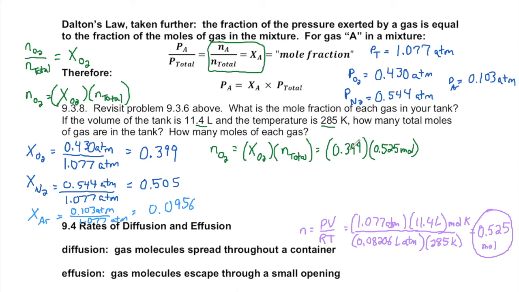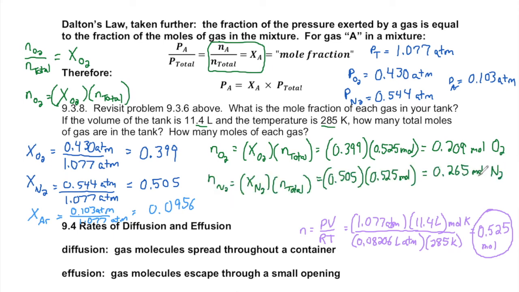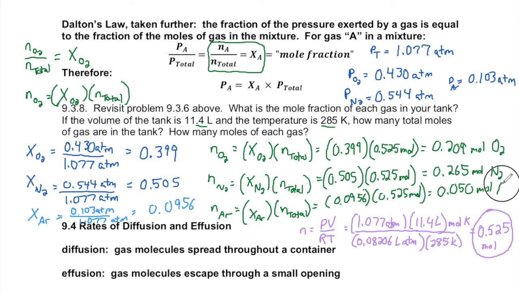So 0.399 or 39.9% of that total moles is our moles of oxygen, which is 0.209 moles of oxygen. We can do the same thing with nitrogen. So we have 0.265 moles of nitrogen. And then our moles of argon would be 0.050 moles of argon. So because of some uncertainties in the last digit, these don't actually add up to 0.525, they add up to 0.524, but that's okay. We just have a little bit of uncertainty 3 past the decimal.